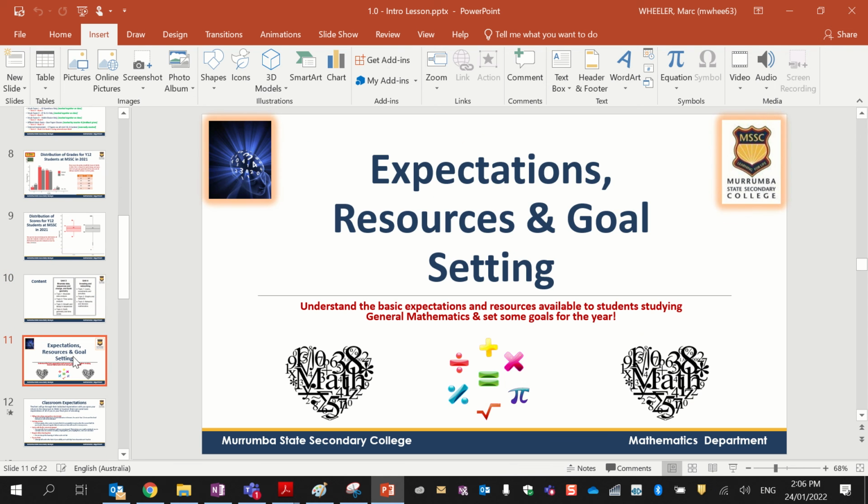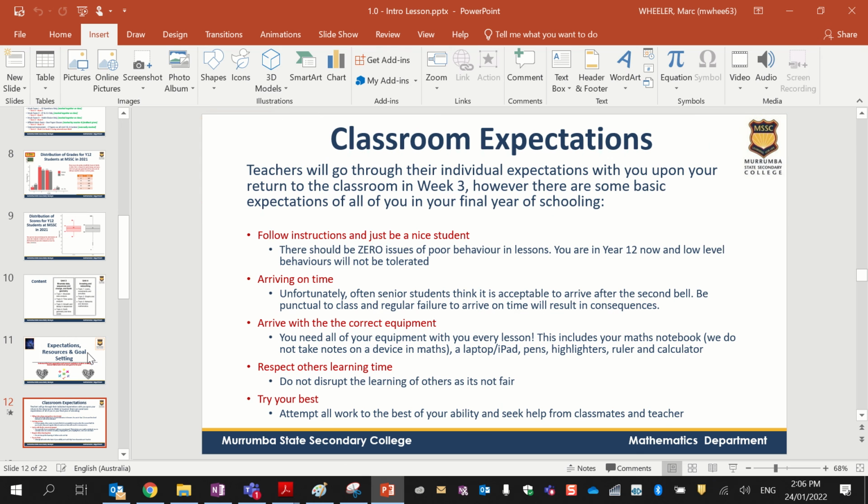So really quickly, expectations, resources, and goal setting. So the rest of this PowerPoint is just about understanding the basic expectations and resources to students and set some goals for the year. So classroom expectations. Teachers will go through their individual expectations with you upon return next week. However, here's some basic ones.